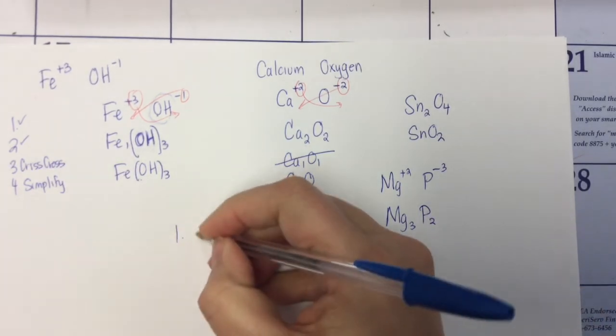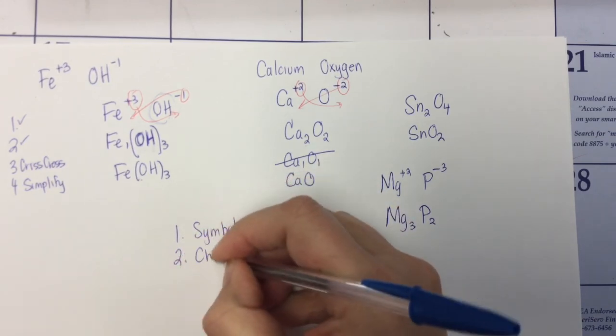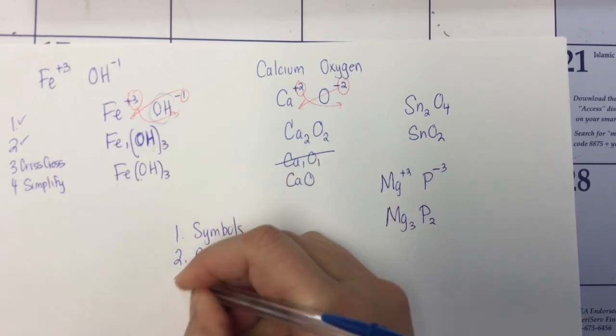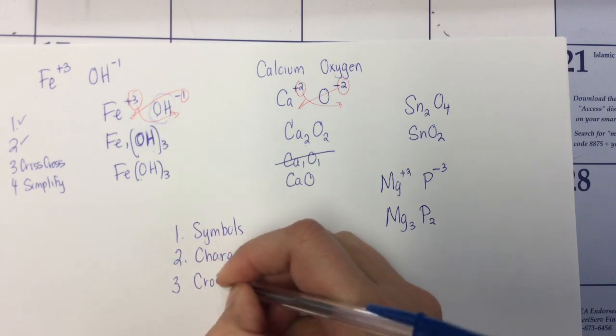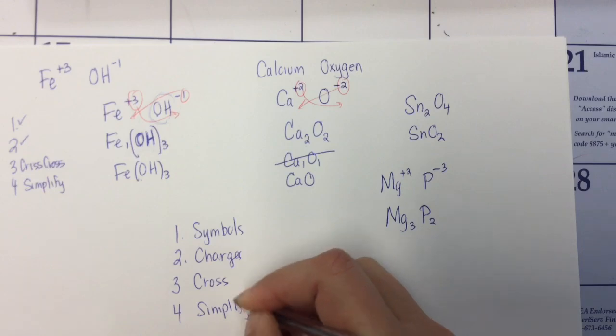So remember, first step is to come up with the symbols. Second step is the charges. Third step is to cross them and then simplify. Hope this helped.